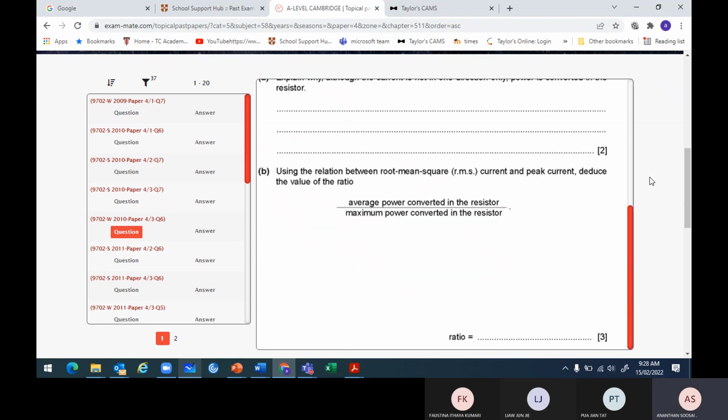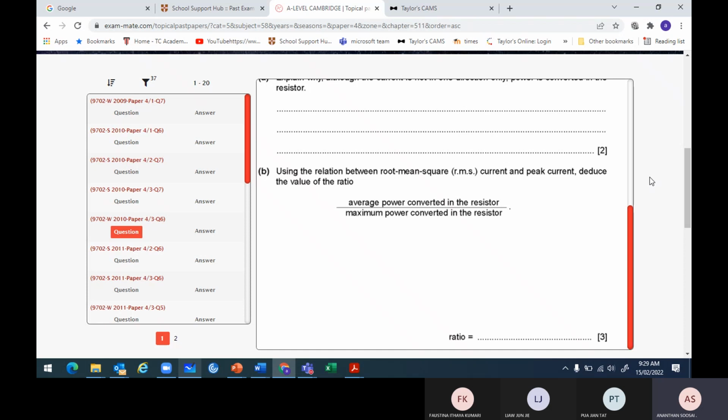Now, a question: state the relation between root mean square current and peak current, and reduce it to the ratio of the average power converted in the resistor to the maximum power converted in the resistor. We discussed this in the theory last time. What do you think the answer should be? The average power or the maximum power?